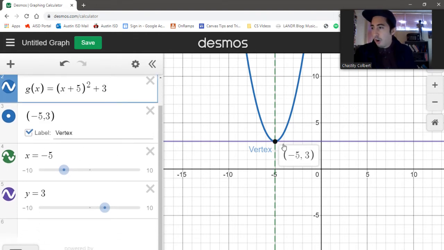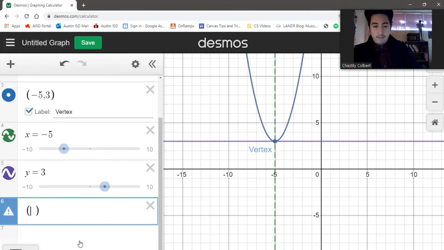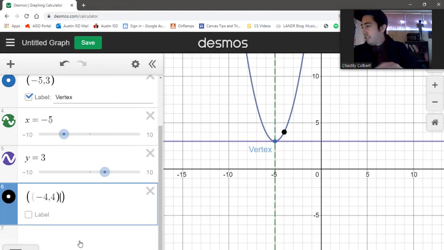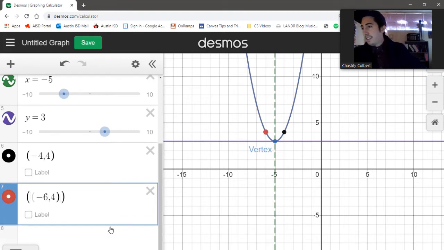From the vertex, we go over 1, up 1, so I should have a point at -4, 4. And I have the same point at -6, 4. Right? These are points on the vertex. These little points right here. I go from the vertex over 1, up 1. From the vertex over 1, up 1.